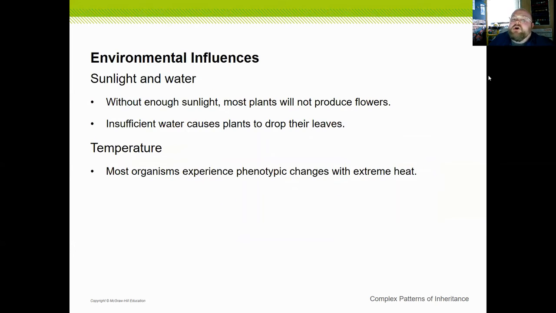Now, all of those come from your genetics, but we also have things from the environment that can influence genetics. Sunlight and water are examples. Without enough sunlight, plants are not going to produce flowers. Without enough water, plants are going to start losing their leaves. Most organisms experience a phenotypic change if there's extreme heat.